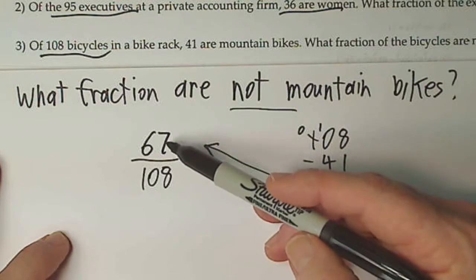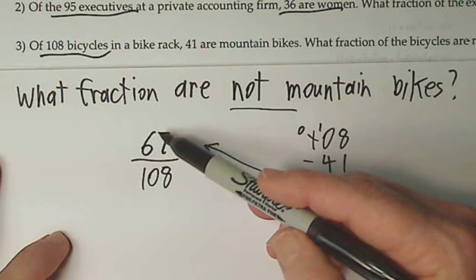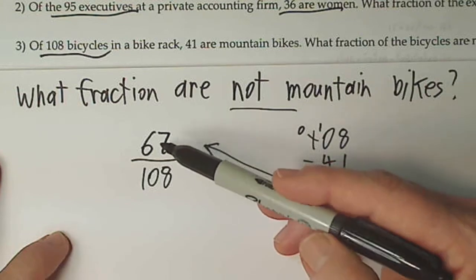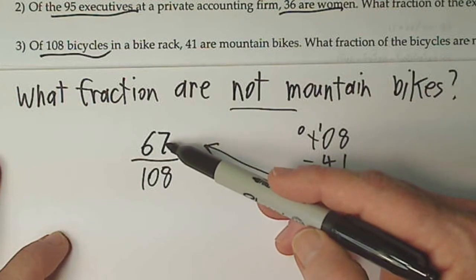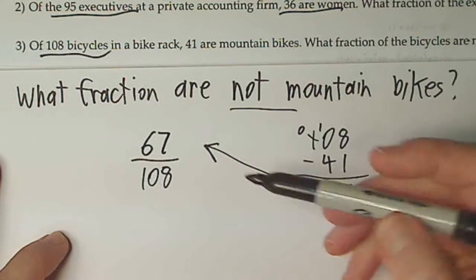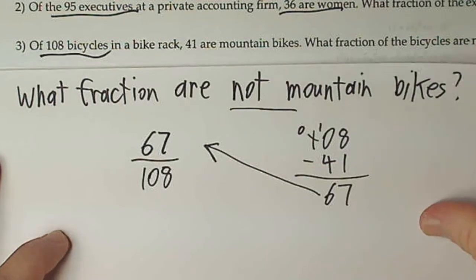And let's see, 67. It's not divisible by 2, 3, or 5. Got a feeling that's a prime. So I'm not going to worry too much about it being reducible. Okay, so we'll go with that answer.